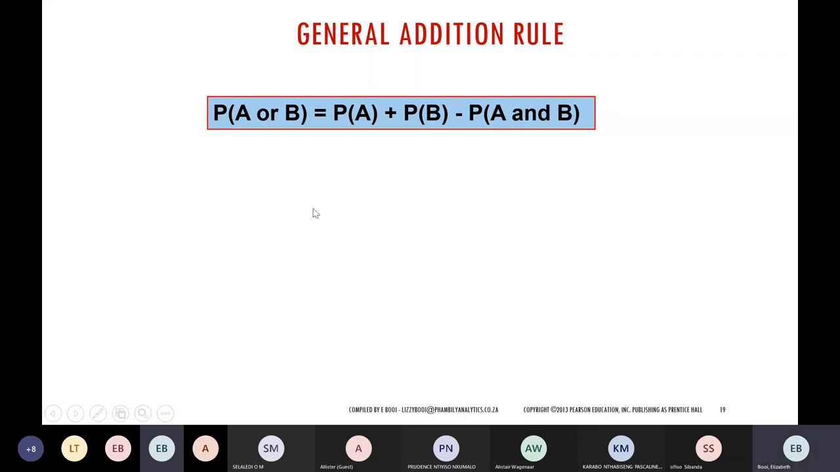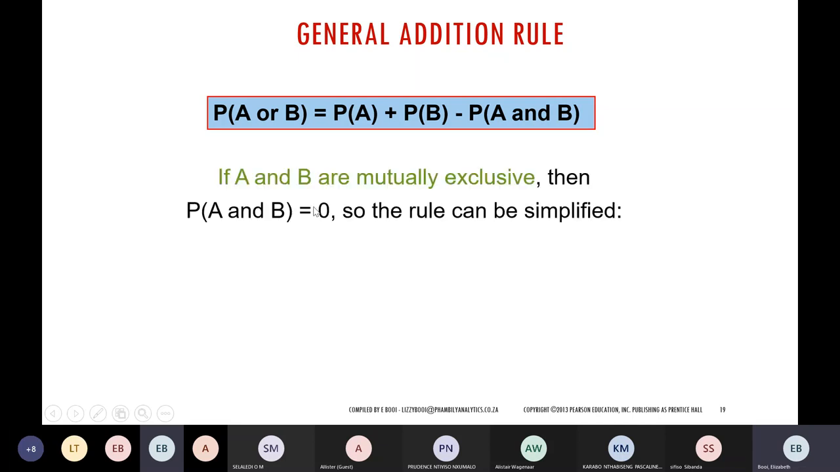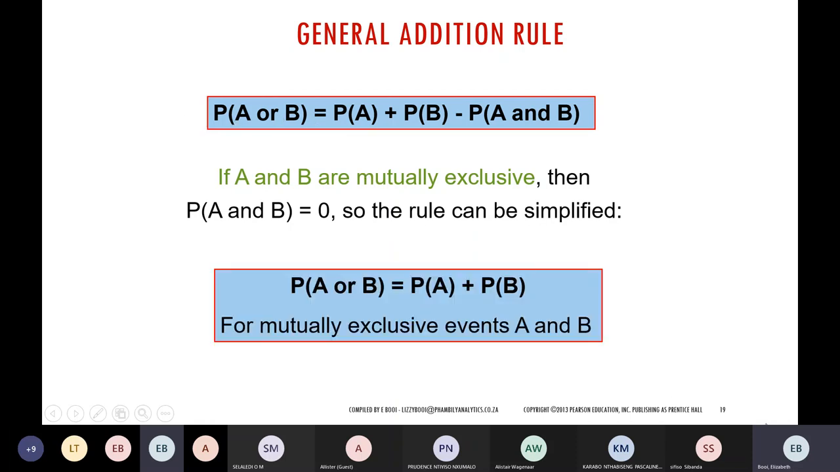And we said also, if and only if events A and B are mutually exclusive, then the probability of A and B will be equal to 0. And then when that is equal to 0, the probability of A or B will be equal to the probability of A plus B. And this is only if events A and B are mutually exclusive. If those two events are mutually exclusive, then the probability of A or B will be equal to the probability of A plus the probability of B.